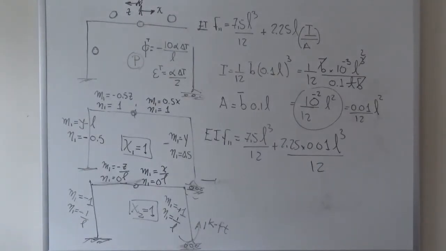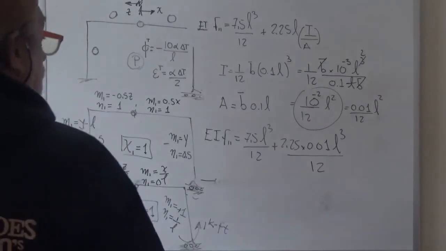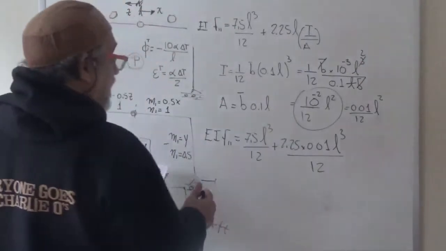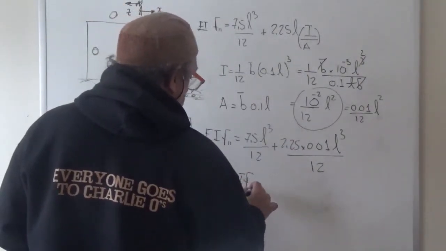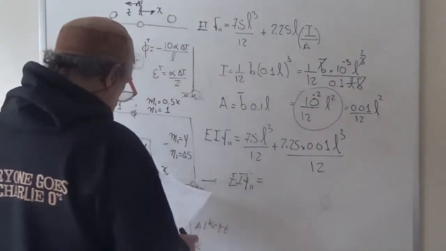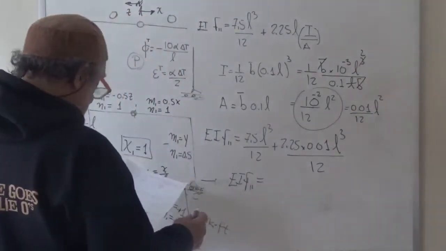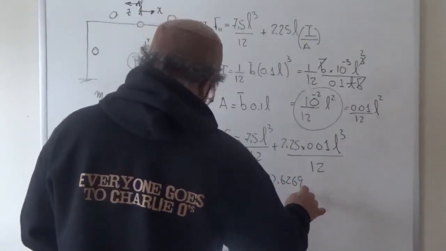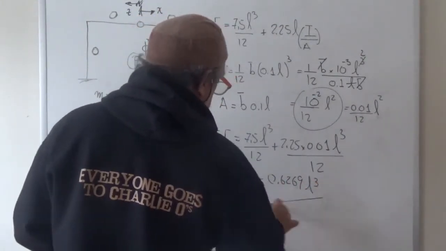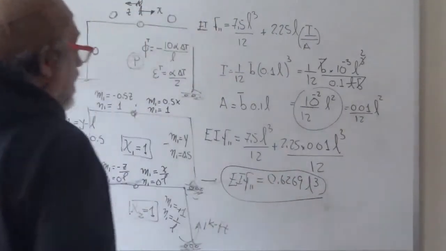Let's see, did I write it down here? Yes, I did. Okay, so if you do that, you find that EI times F11, now you can check me out, of course, but what I find is that it is equal to 0.6269 L cubed.